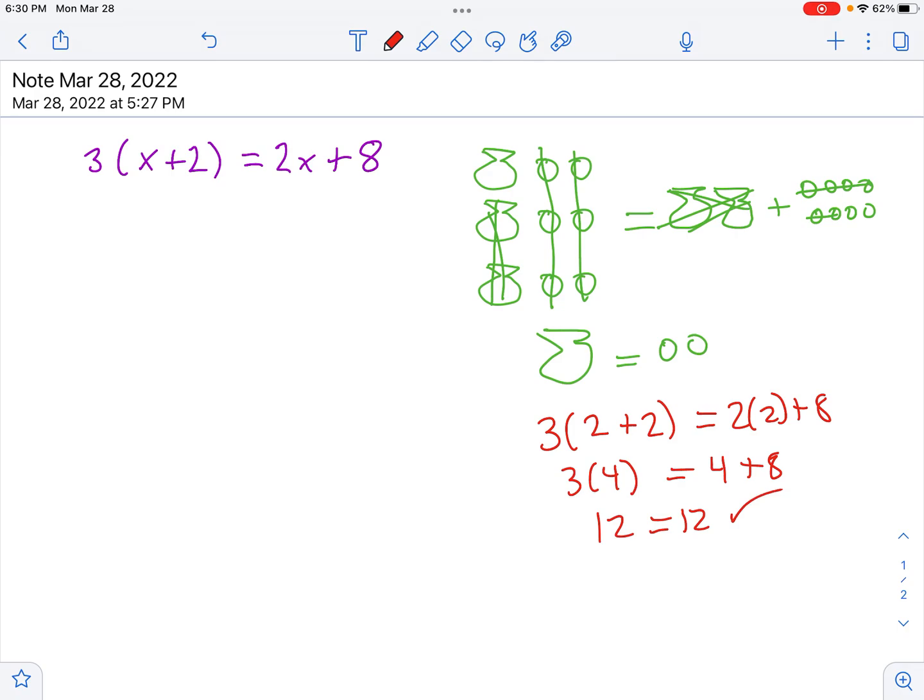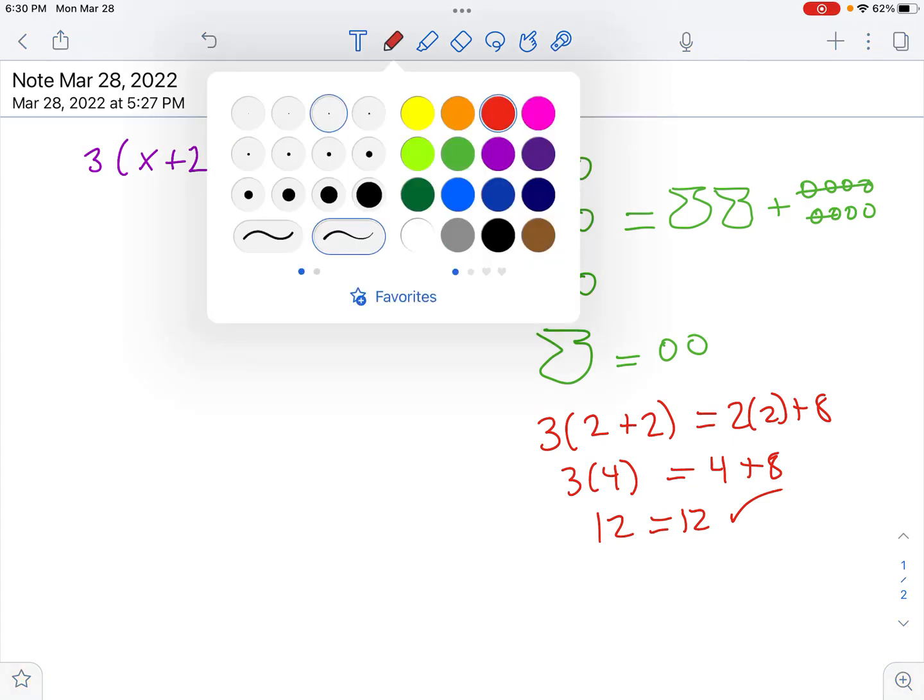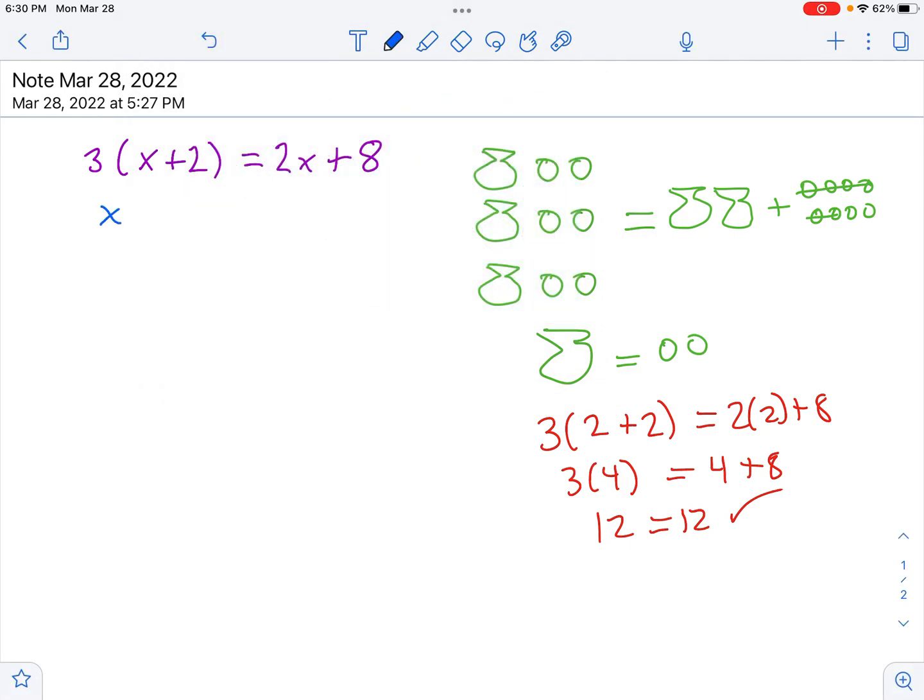So the key here is to recognize, let's go back, let's kind of erase what we had here, right? This 3 times x plus 2 is 3 of these things. 1, 2, 3. So if I write it out down here, right, it would be x plus 2, x plus 2, x plus 2, or 3x plus 6.